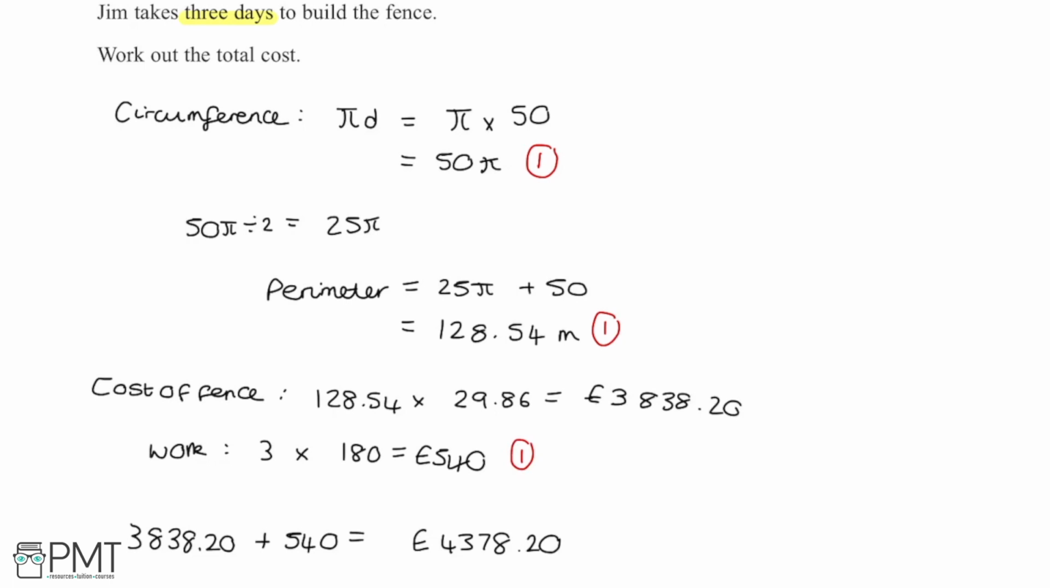And then a fourth mark is for adding the two costs that we've calculated together. And the fifth and final mark is just for this correct final answer, which could lie in between the range of £4,377 all the way up to £4,392, just depending on how you rounded your answer and how many decimal places the value of pi you used was to. So there's just a bit of a range here that allows for a few different values throughout this question.